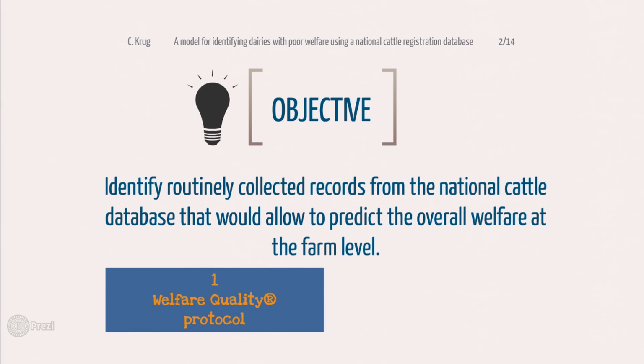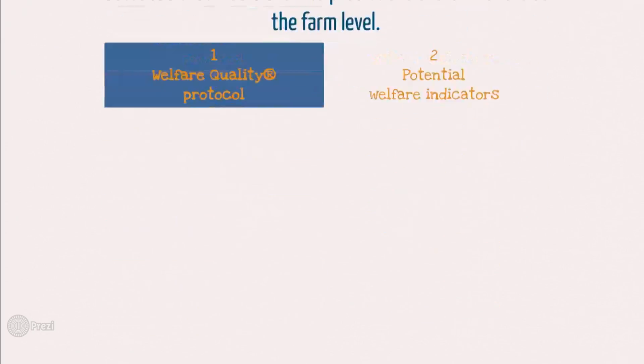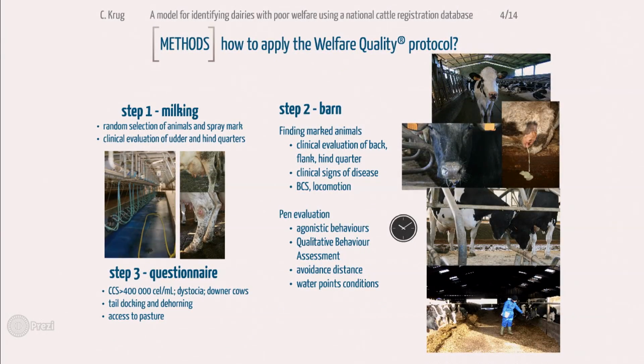So the first thing we have to do is identify the farms with poor welfare, and to do that we used the Welfare Quality protocol, which is a reference protocol. And then we went searching for potential welfare indicators that were already present in the official databases. The Welfare Quality protocol is animal-based, contrary to a lot of other protocols that are based on the housing.